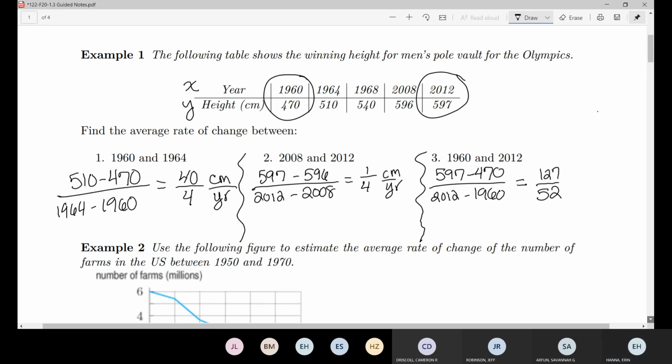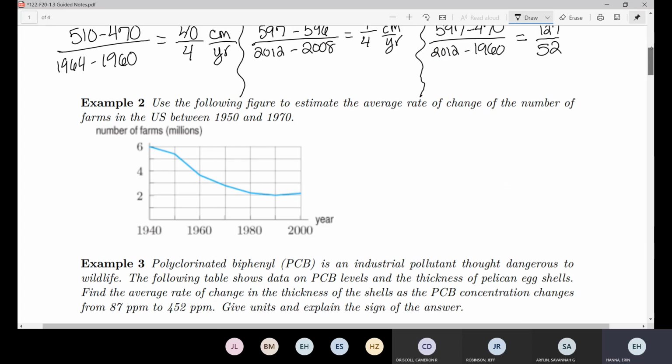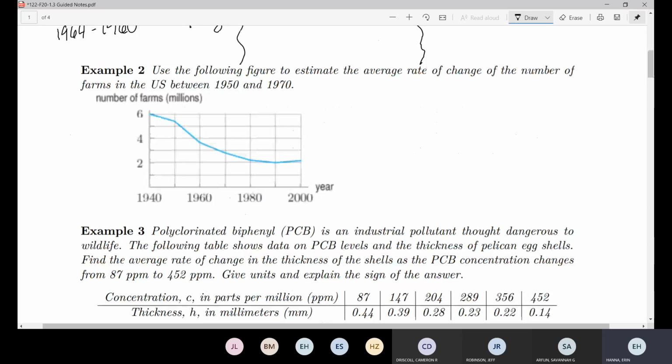Okay. I've got 10 minutes, so let's do a couple more examples. Use the following figure to estimate the average rate of change of the number of farms in the U.S. between 1950 and 1970. So I essentially need to figure out what those 2 points are. 1950 is going to be approximately here, so that's this point up here. And then 1970 is over here, so approximately there.